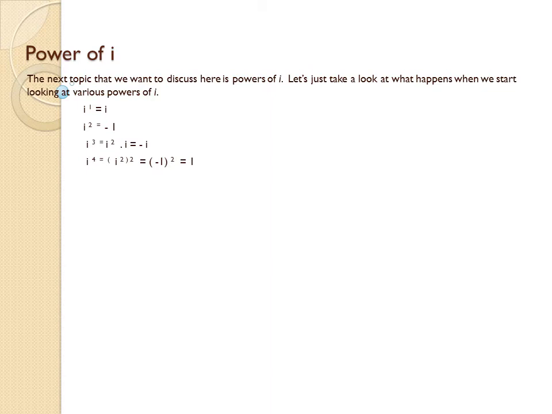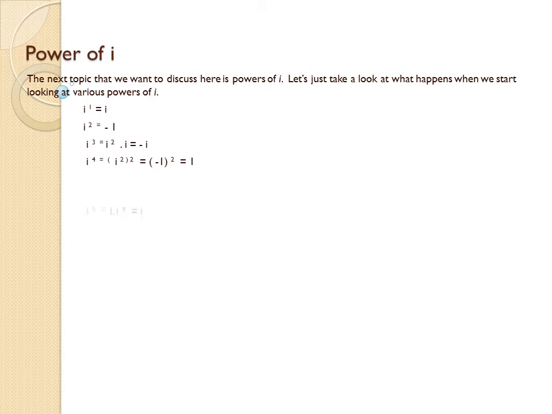So I to the power 1 equals I, I square equals minus 1, I cubed equals minus I, and I to the power 4 equals 1. So I, minus 1, minus I, 1. This is the form for I to the power 1, 2, 3 and 4. Now we will deduce for I to the power 5, 6, 7 and 8, and then we will see what is the relation between them.